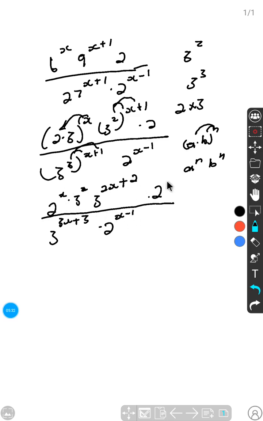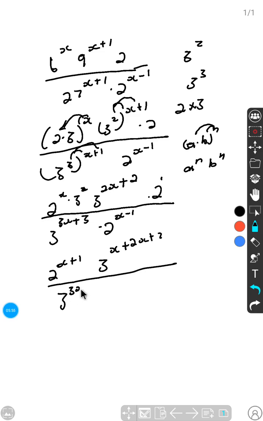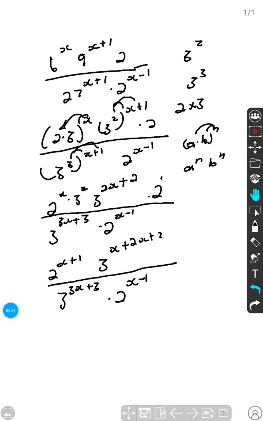So let's start with the top. The top, we have the same base of 2 and the same base of 3. So let's add the exponents. The same base, we're adding the exponent x plus 1. We have exponent 1 here, and another 3x plus 2x plus 2. And then we have 3 to the power 3x plus 3 times 2x minus 1.